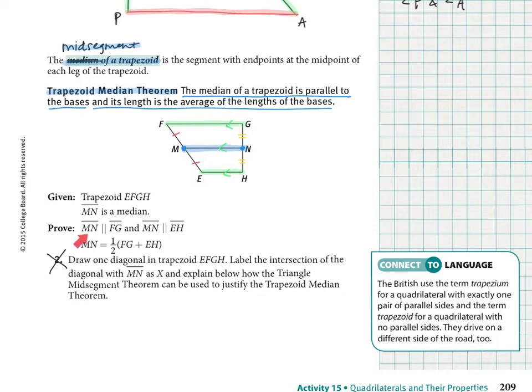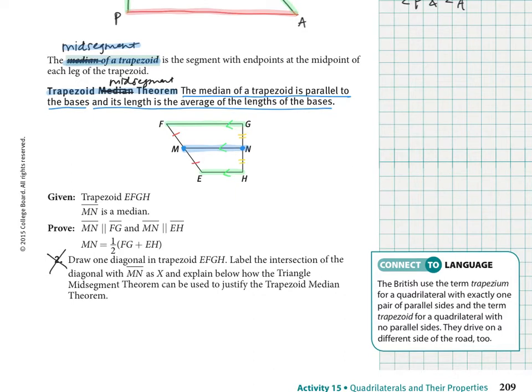We're going to know MN is parallel to FG. So MN will be parallel to FG. And we'll also know MN is parallel to EH. So MN parallel to EH. The last piece we talked about is that if we take the lengths of FG and EH, add them together and divide by 2, or in this case, they multiplied by 1/2, we will get the length of MN. So now that we've looked at the trapezoid mid-segment, make sure, again, you change wherever you see median, like we have up here, to mid-segment.